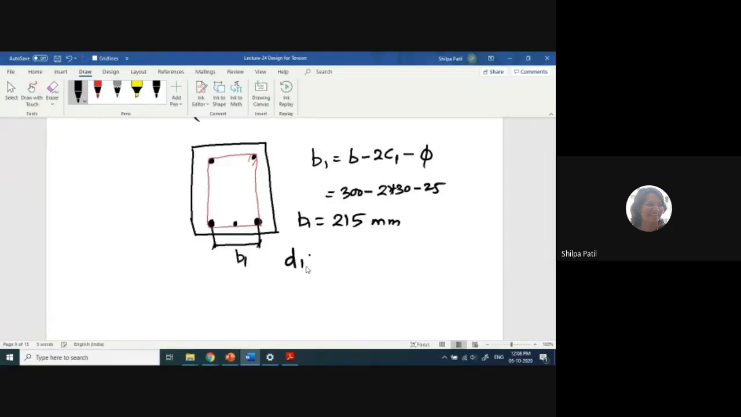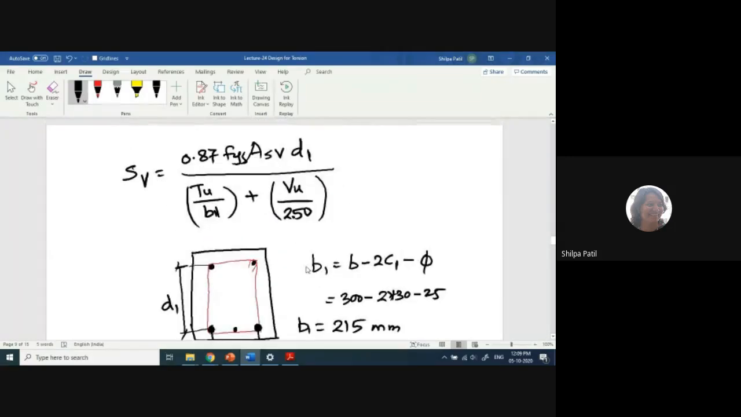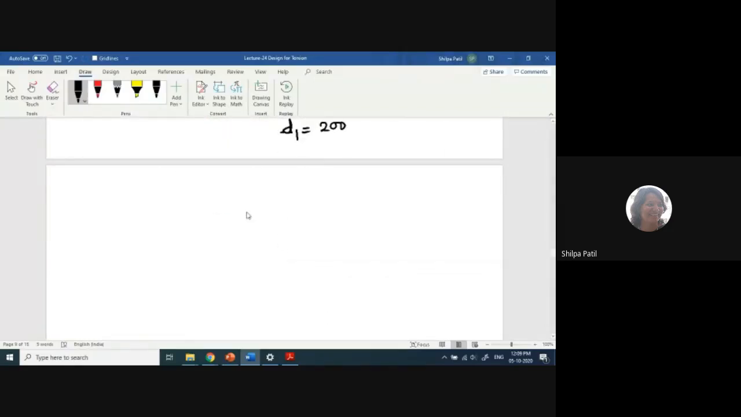D1 is equal to capital D minus 2 times C. So D is 500, right? Minus 2 times the effective cover, which was given as 50. So what is D1? 400. What else is needed in this formula? Nothing. We have calculated everything. So put the values here in the equation.